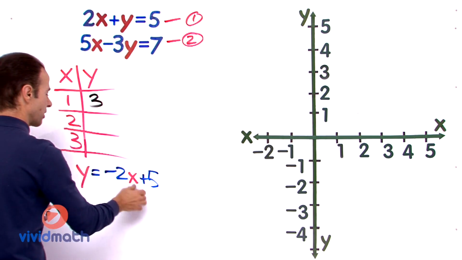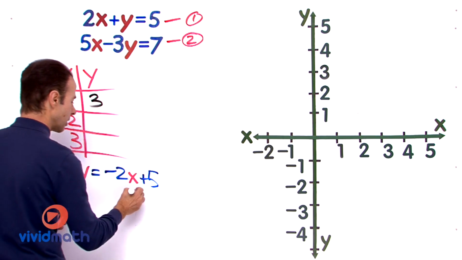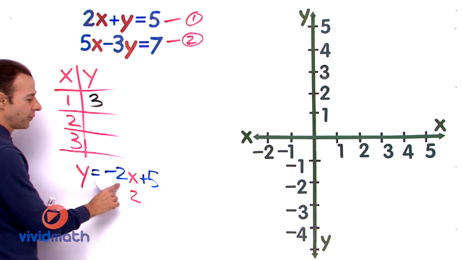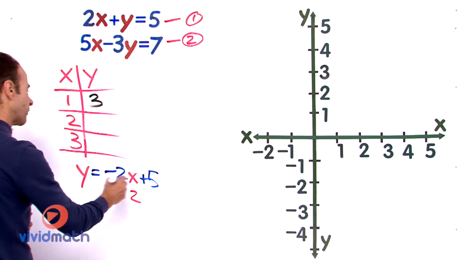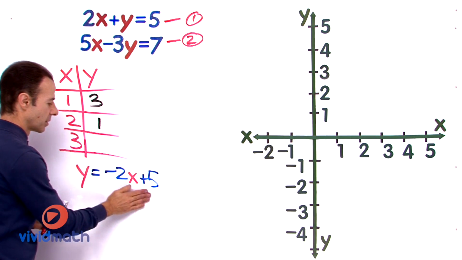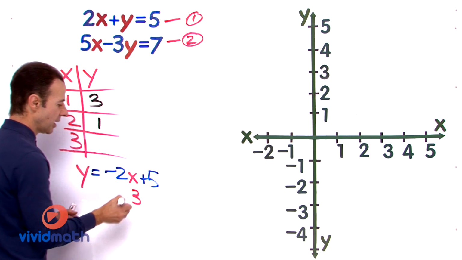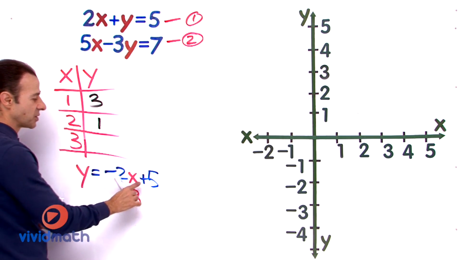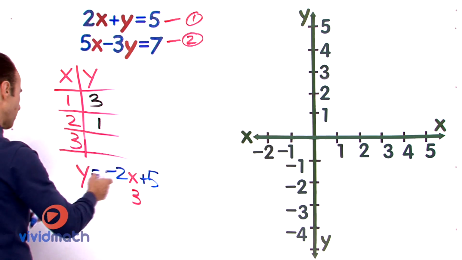Now let's go to the next point. x equals 2. Let's substitute x equals 2 right here. Replace the x with a 2. Negative 2 times positive 2 is negative 4. Plus 5, that's negative 4 plus 5, a positive 1. Okay, let's go for the next point. x equals 3. Let's put x equals 3 into the equation. Negative 2 times positive 3 is negative 6. Negative 6 plus 5 gives us negative 1.